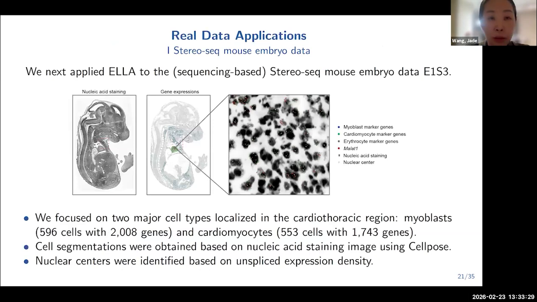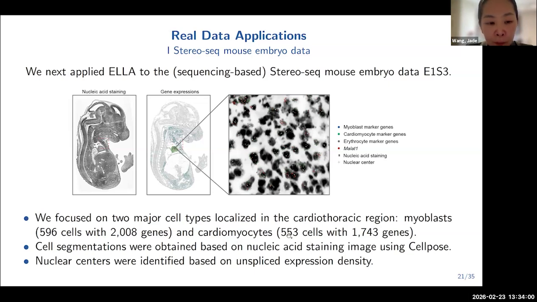And here comes the real data analysis. We applied it to several datasets, and here we'll show 2 real data analysis results. This one is sequencing-based data. It's the Stereo-seq mouse embryo data that we showed in the introduction. So we focus on an area in the slice that is close to the embryonic heart, and we're focusing on 2 cell types, the myoblasts and cardiomyocytes.